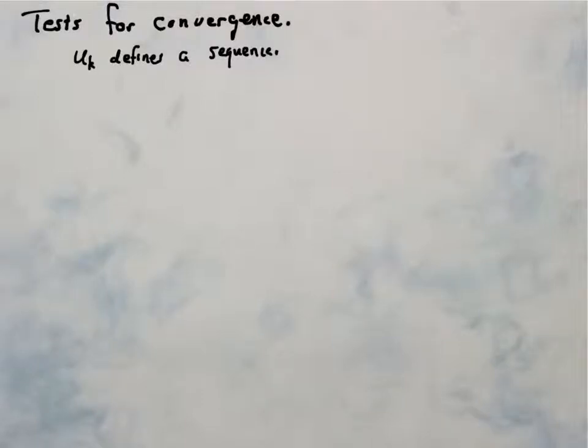Our focus for this next series of videos is going to be on convergence testing for infinite series. So if we take a sequence and run the sequence out for an infinite number of terms, and we add all those terms together, will there be a sum that exists and can be calculated?